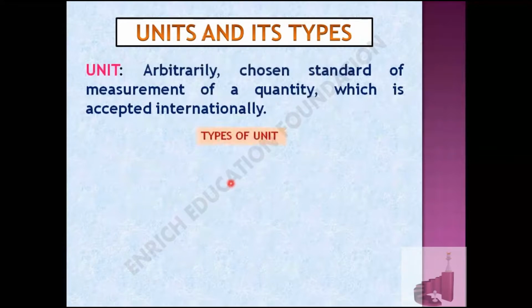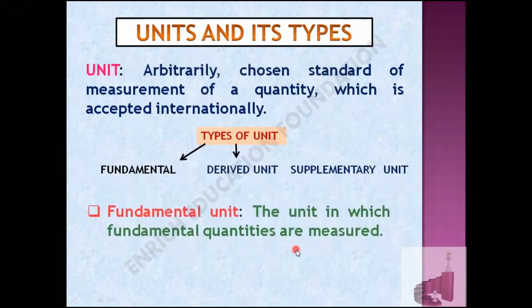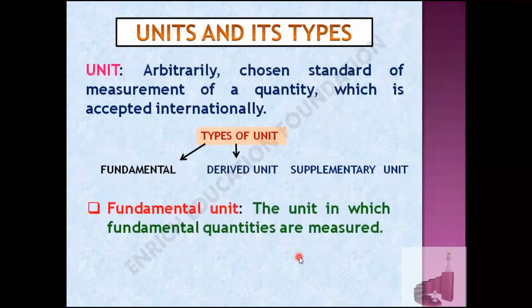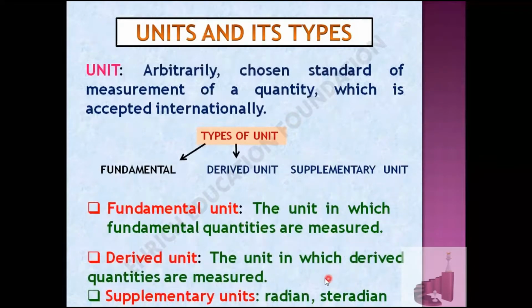Unit can be of three types. One is a fundamental or base unit. The second one is a derived unit. The third type is called as the supplementary unit. Fundamental units are those units with the help of which the fundamental quantities are measured. And derived units are the ones in which the derived quantities are measured. Supplementary units are, for example, radian and steradian.